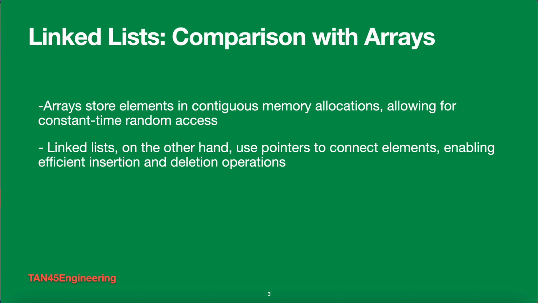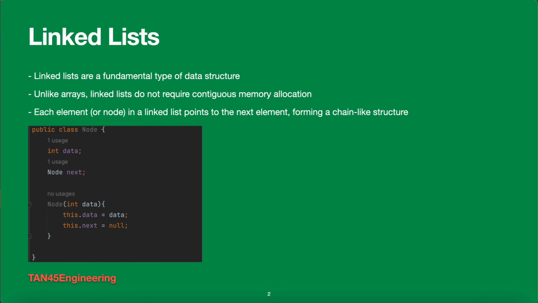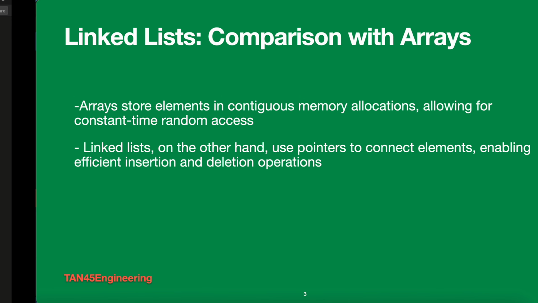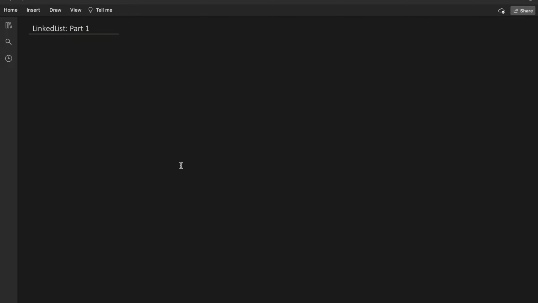Linked lists, on the other hand, use pointers to connect two elements, enabling efficient insertion and deletions. So let's look at this point. We'll come to this point as well. Okay. So we saw that linked lists are a fundamental type of data structure. Unlike arrays, they do not require contiguous memory allocation. Okay. Let's understand linked list here.